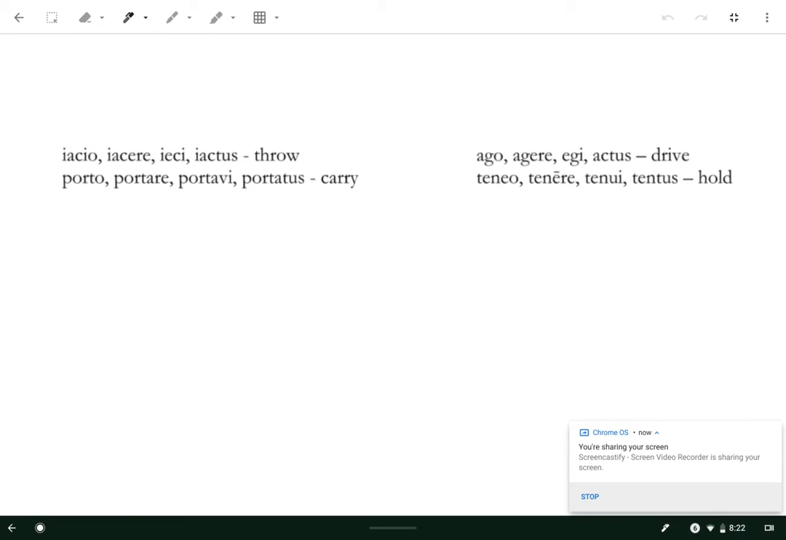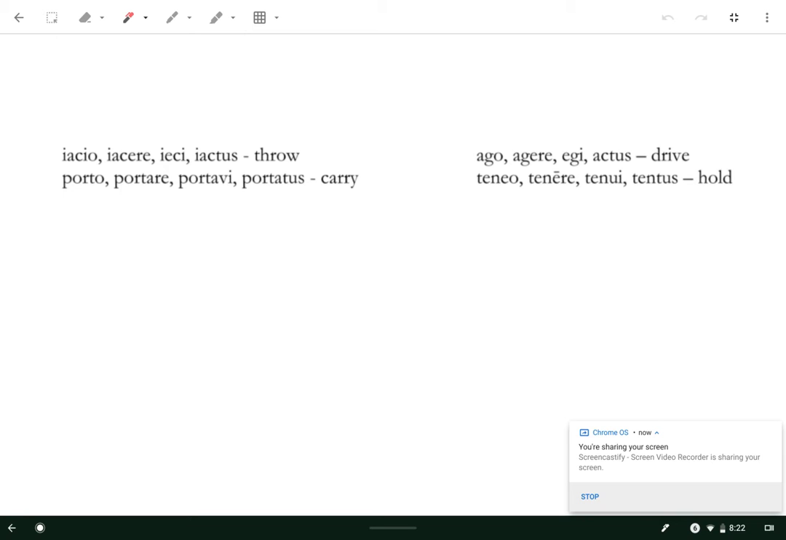That's crazy. Okay, check it out. Okay, so let's look at these. Each one of these is a verb, right? And each one of these has a perfect passive participle.